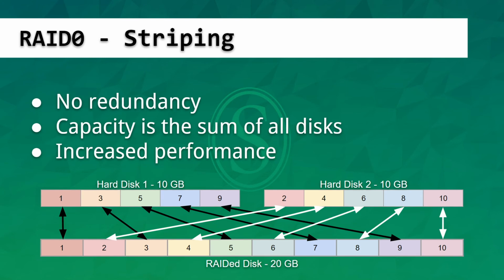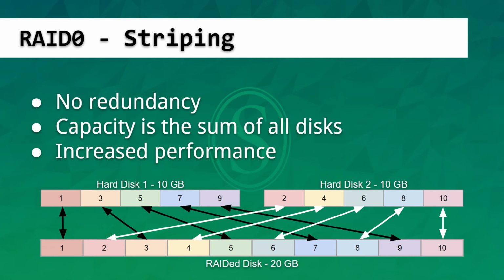So let's talk about different types of RAID. The very first type of RAID that we want to talk about is RAID 0. This is referred to as striping. And some hallmarks of this is there's no redundancy between the disks. So if you lose any of the disks in the RAID set, you lose all of your data.